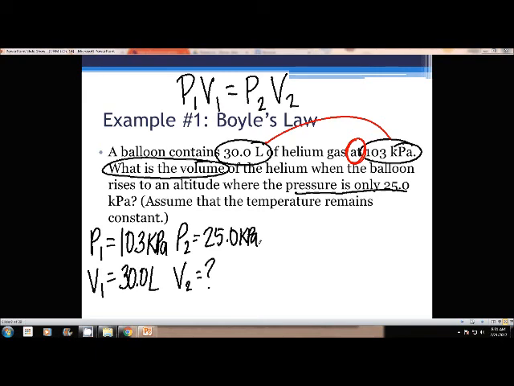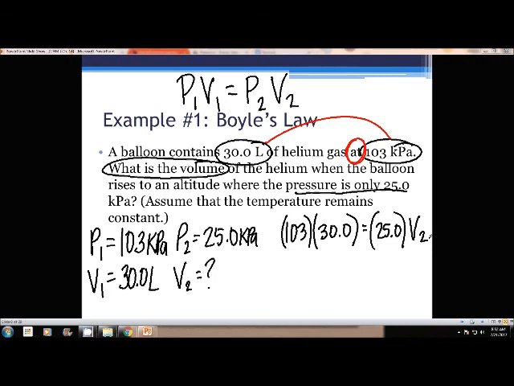Now it's time to solve. I'm not going to plug in the units, but I'm going to take 103 times 30. You can put this 0.0 or you don't have to, it's up to you. Equals 25 times V2. For V2 you've got a couple options. I plug in V2 just because. You could plug in just a V.